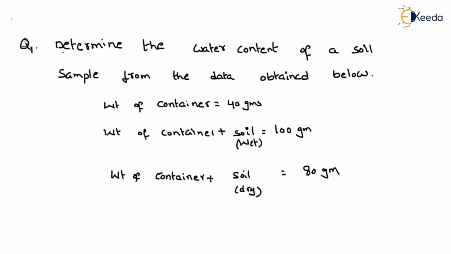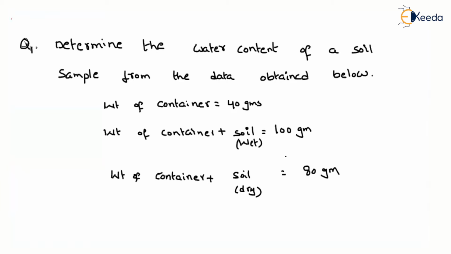Okay, let us read this problem. Determine the water content of a soil sample from the data obtained below. Generally, how will you find the water content? Water content is nothing but the weight of the water to the weight of the soil. Now, here what is given? They have given the weight of the container, 40 grams, the weight of the container plus wet soil, 100 grams, and the weight of the container plus dry soil, 80 grams.